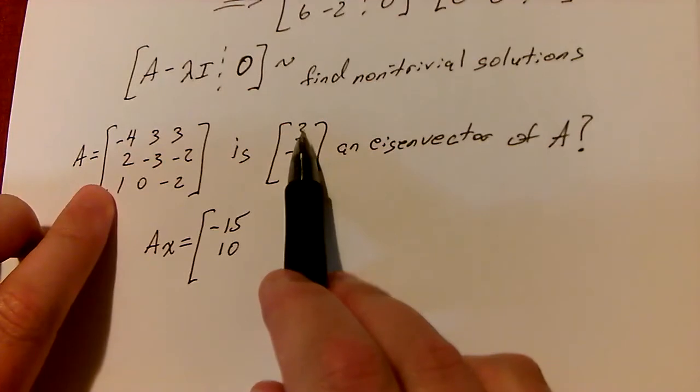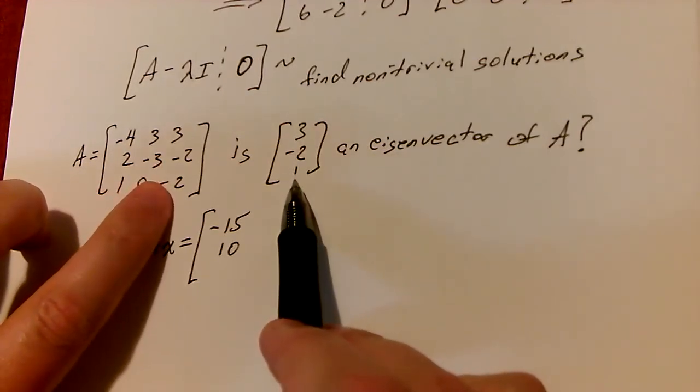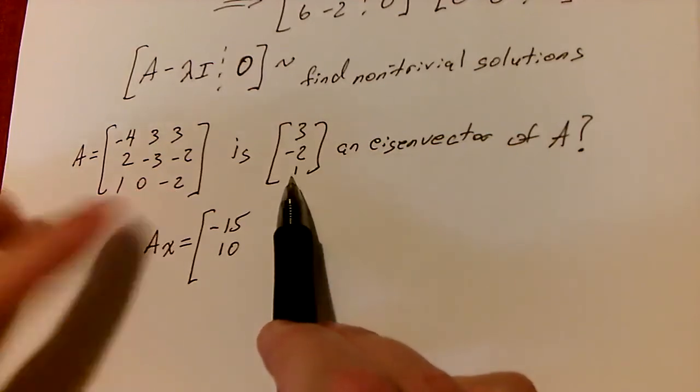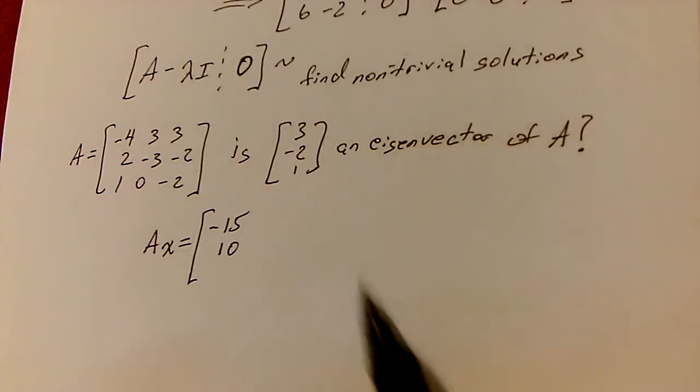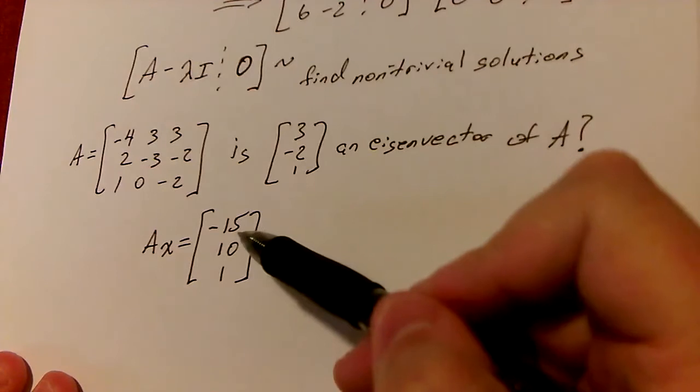Bottom row, 3 plus 0 is 3, minus 2, that is going to be 1. 3 plus 0 minus 2 is 1. Okay, so I was looking good here on the first two, right?